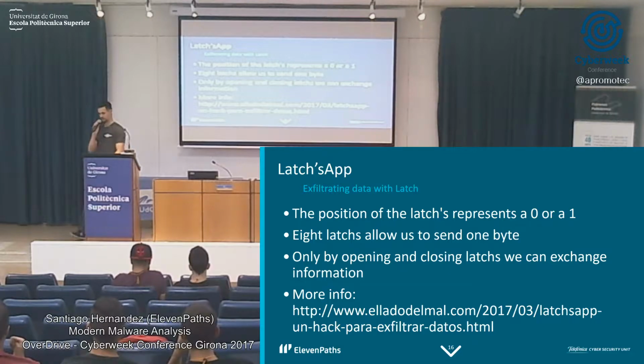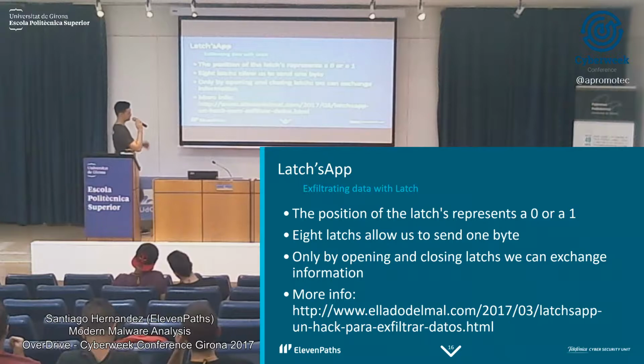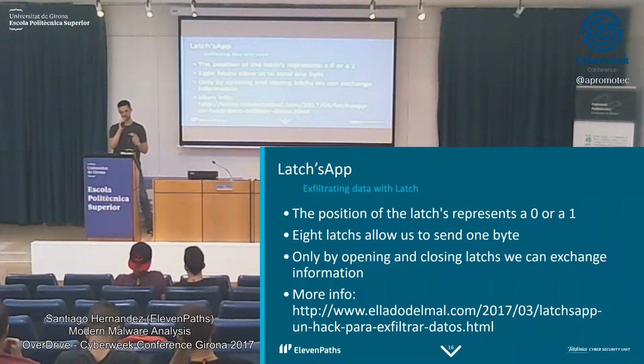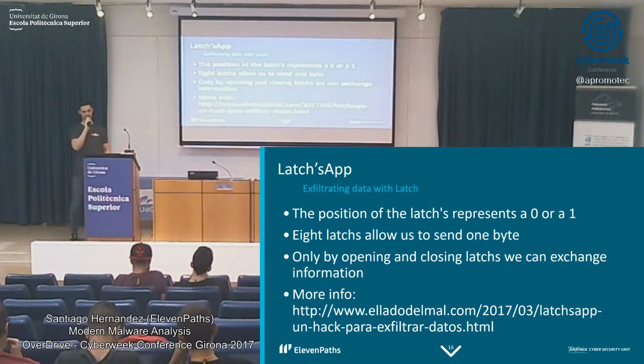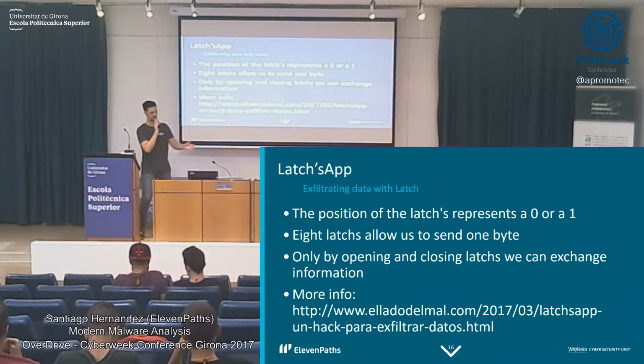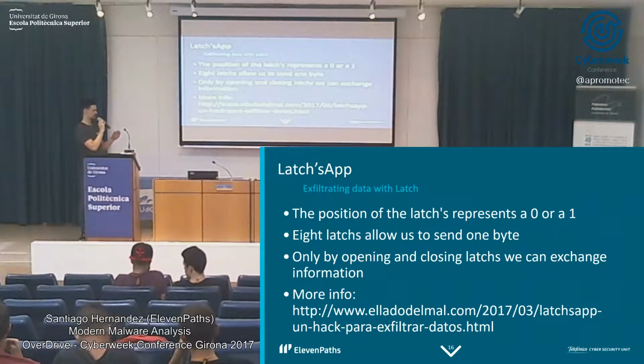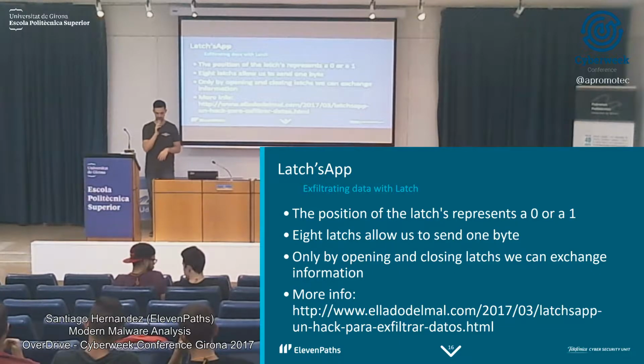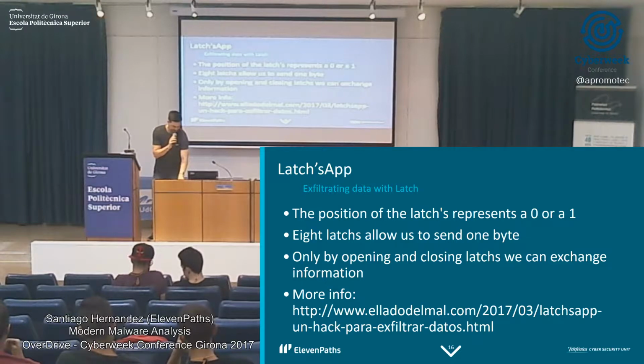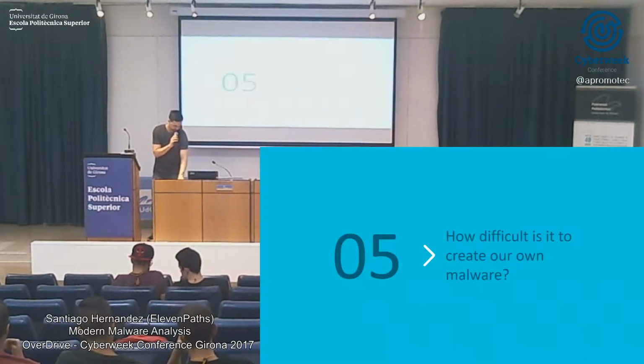So a latch can be in two states. For example, it can be in a closed position, which we suppose represents a 0, and it can be open, which we suppose represents a 1. So if we have a fake latch in a machine, just by its state of open or closed, we can exchange data with another machine, just reading the latches and opening and closing them. So it's really very difficult to detect this, and you can hide the data in almost every part.